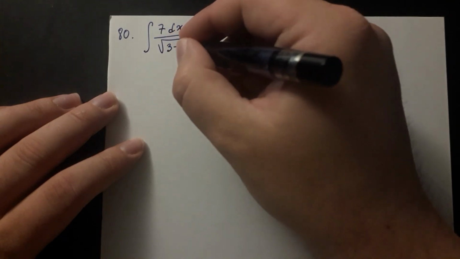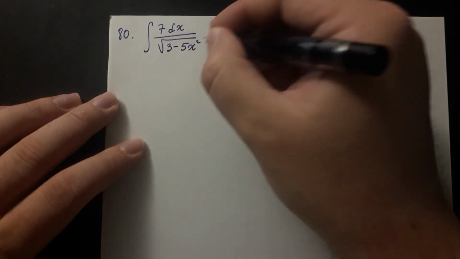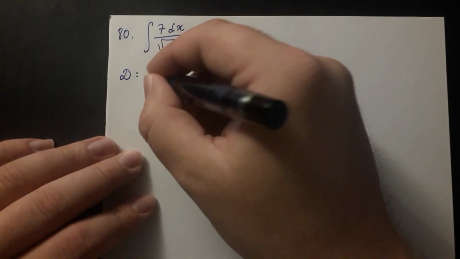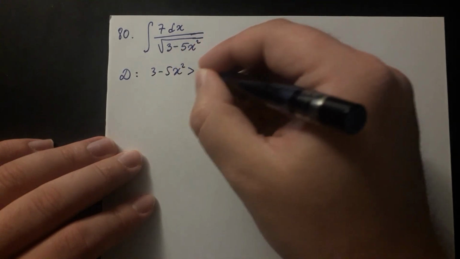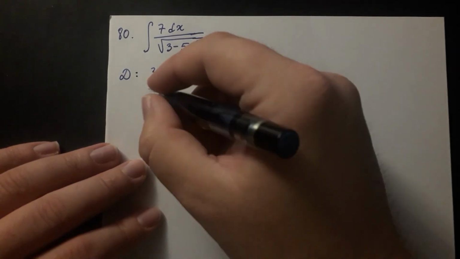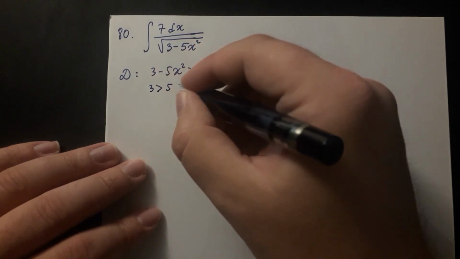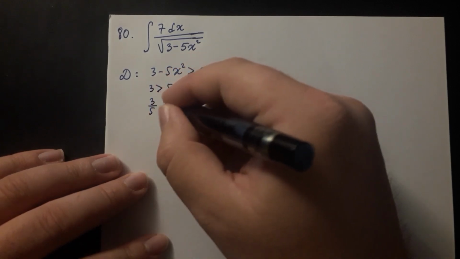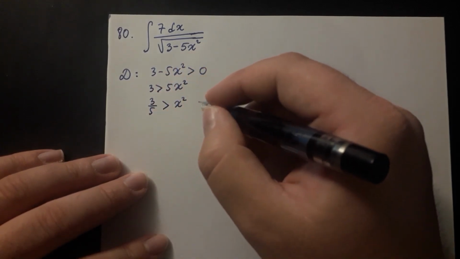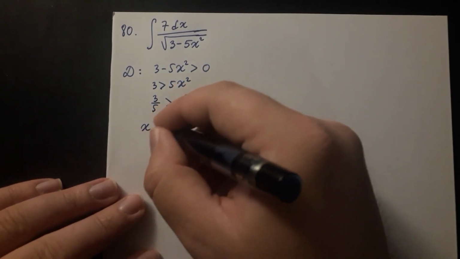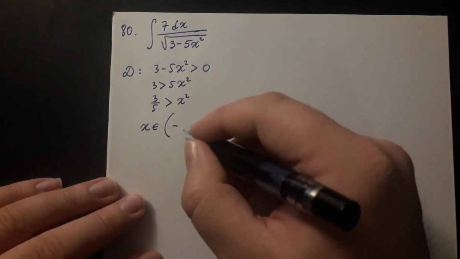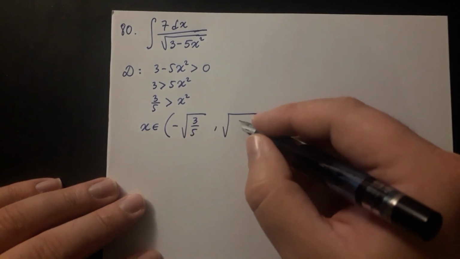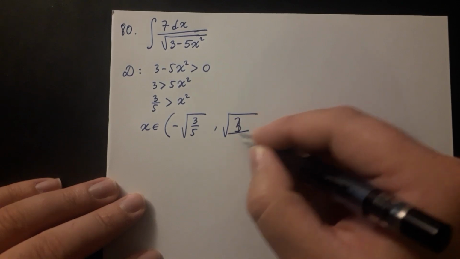Problem number 80 on our list is an integral of 7 dx divided by a square root of 3 minus 5x squared. In order for this integral to be defined, 3 minus 5x squared has to be strictly larger than 0. That means that 3 is strictly larger than 5x squared, and that means that 3 over 5 has to be larger than x squared. That means that x has to be inside the interval from negative square root of 3 over 5 to the positive square root of 3 over 5.